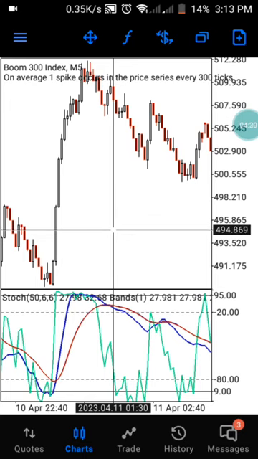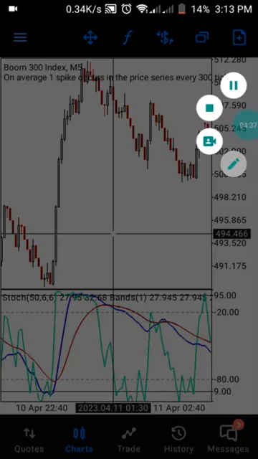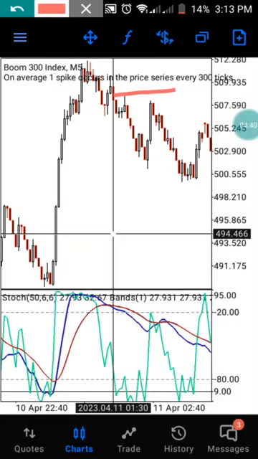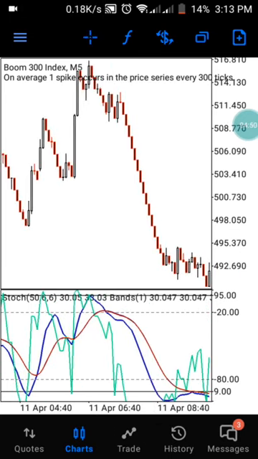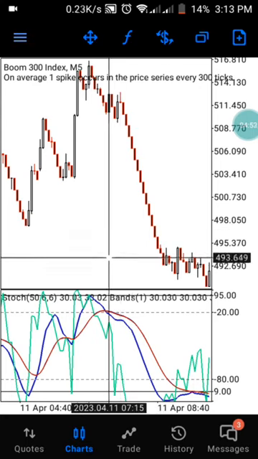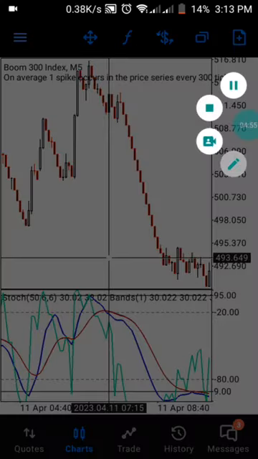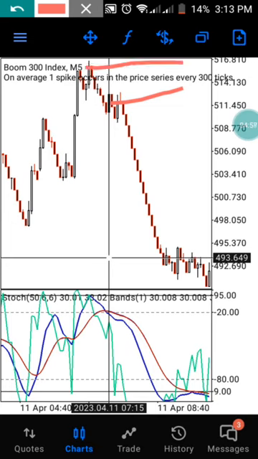Anytime they cross each other, you can enter the market at this level, and you can exit your market at this level when you see that your green line has crossed below the 80 level. You can exit your market. You see, that is exactly the same thing that happened here at this period. When they cross each other, you begin to enter your market at this level, your stop loss will be here, and you keep on taking your profit. Anytime your green line is crossing above 80, which is this level, you can take up your profit.